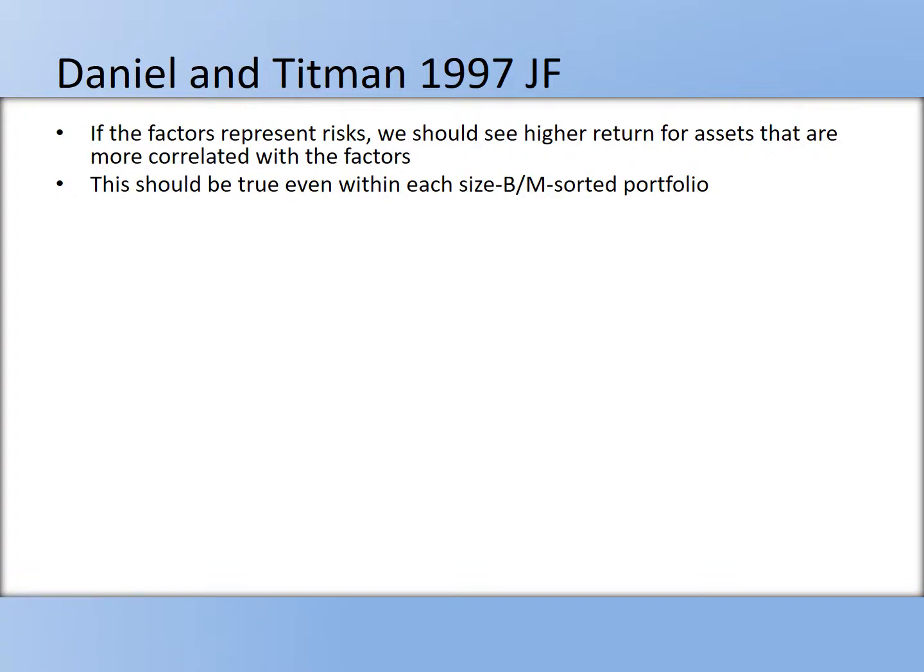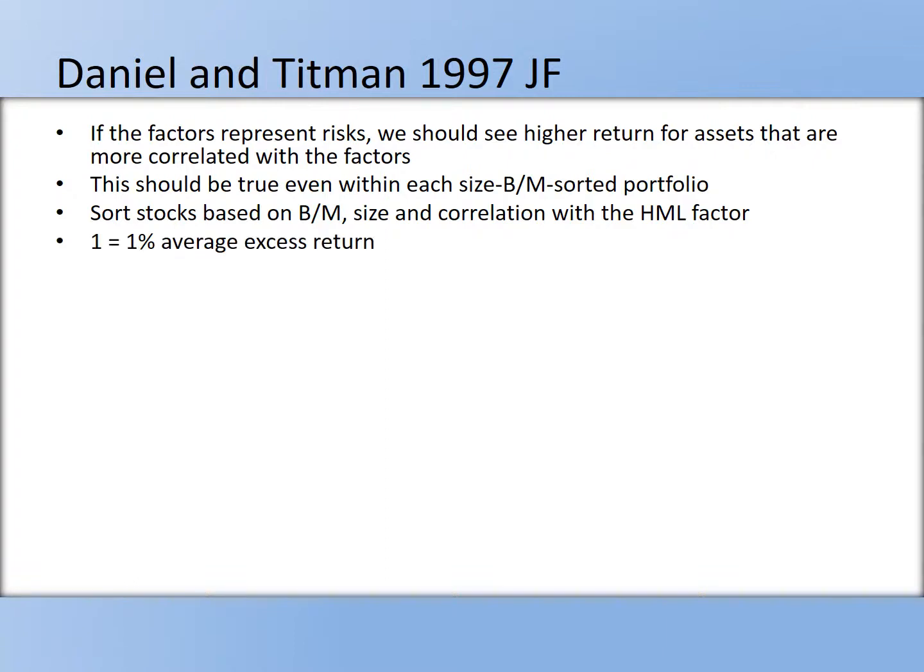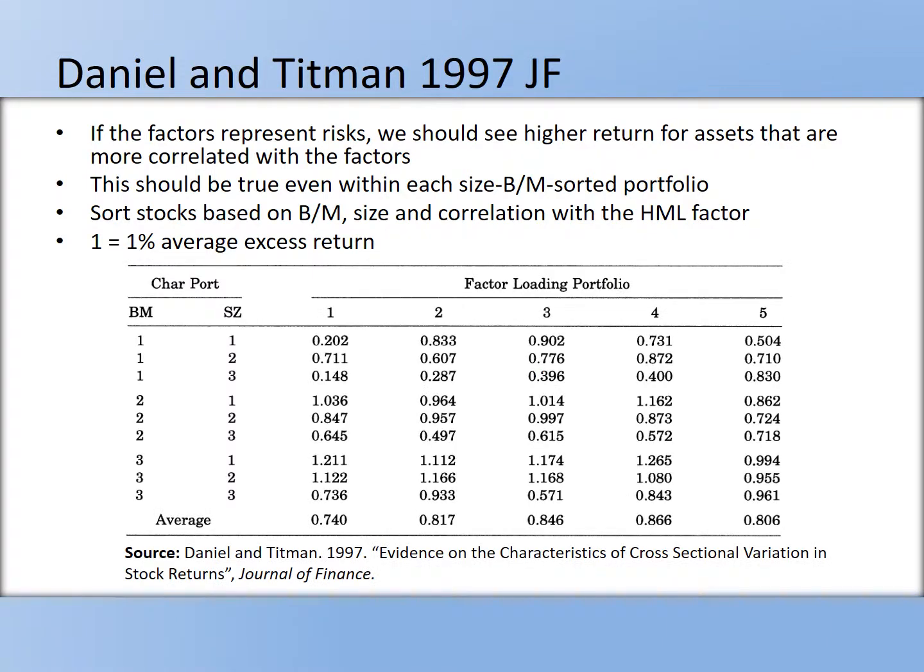This should be true even within each book to market sorted portfolio. Just as in Fama-French, they sort stocks by book to market. Within each of these portfolios, you should still see correlation between the stock's exposure to these factors. So once again, just like in Fama-French, sort stocks based on book to market and size, and then also sort them by correlation with the high minus low factor. And once again, it's similar, 1 equals 1% excess return. All right, let's see what we get.